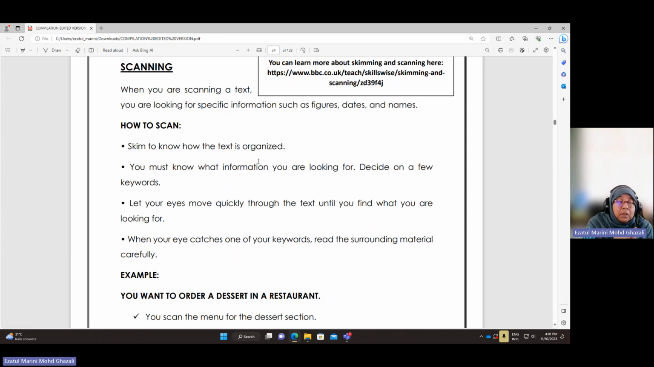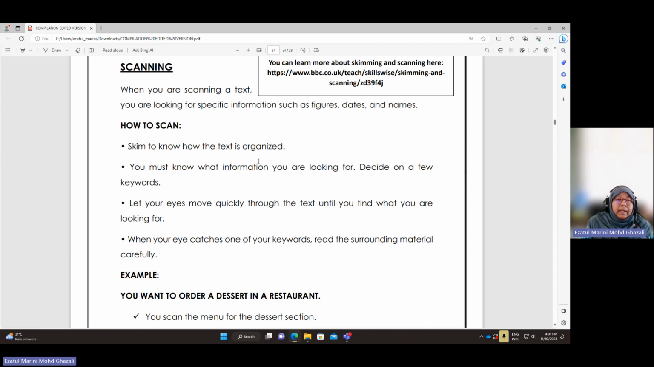You must skim because you want to know what the text is about, how the writer is organizing the text, and what he or she is telling you. Then you must know what information you are looking for. Decide on a few keywords. Scanning will be very good when you do reading comprehension. When you are doing reading comprehension, scanning is very useful for you. Very familiar, right? When you read the question, then you know, oh, this is the information that I need to look for.